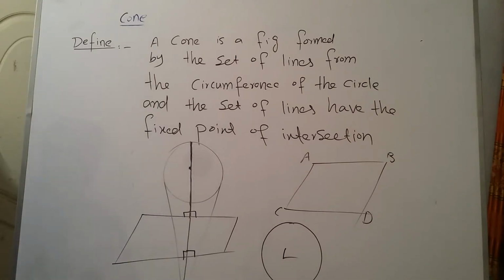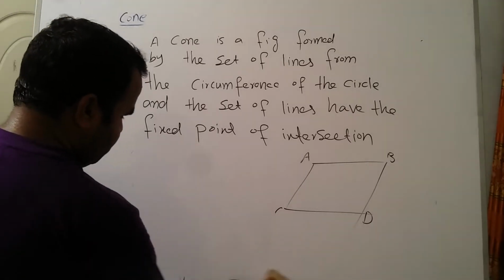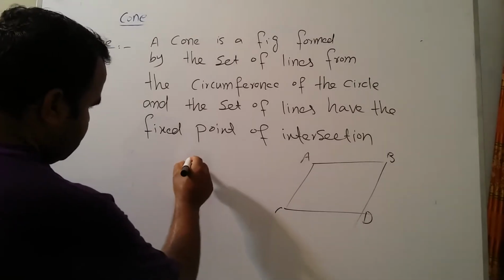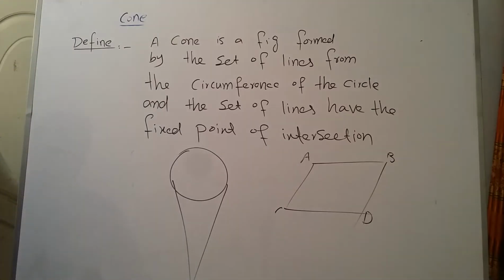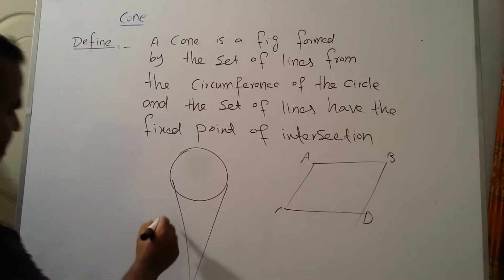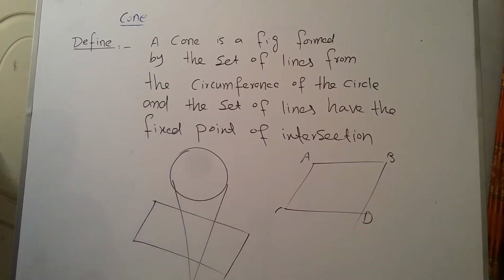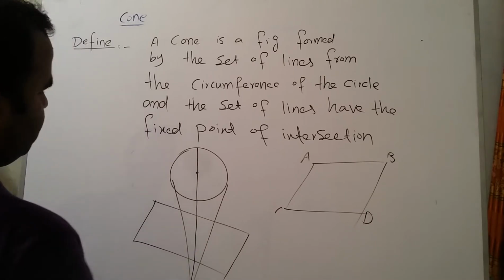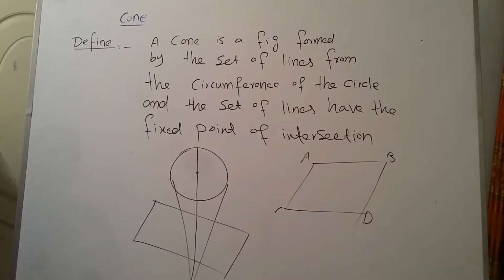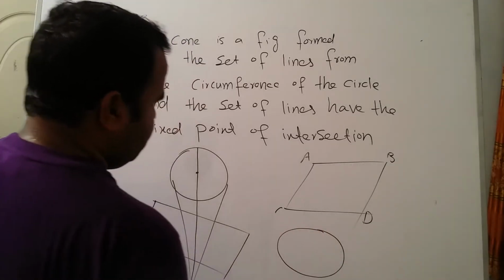Suppose this plane is slightly tilted, just like this is a cone, and if this plane is slightly tilted, and you know this is the center, this is the axis of the cone, slightly tilted, then what kind of figure will we get? We will get an ellipse.